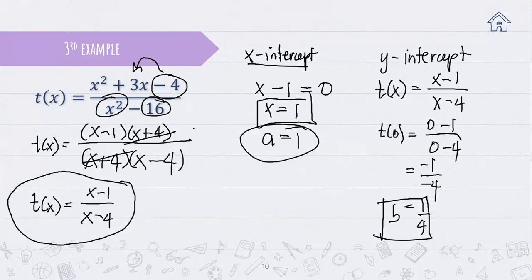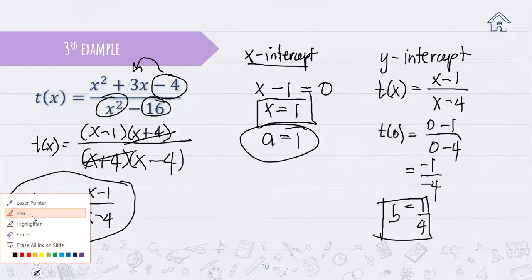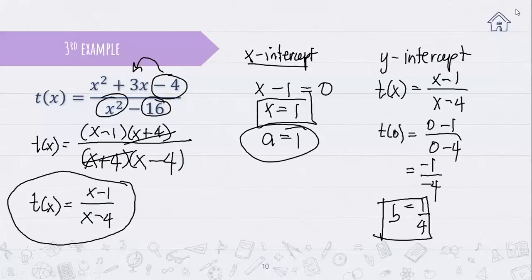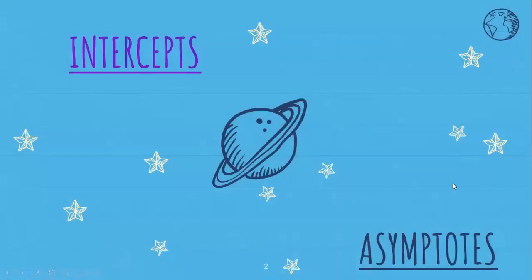Okay? So yan po kapag naghanap tayo ng x-intercept and y-intercept. Okay pa? Next tayo. O, di pa tayo natatapos dyan. Meron pa tayong asymptotes. Ay, bakit more examples na? Okay. So what is asymptote?